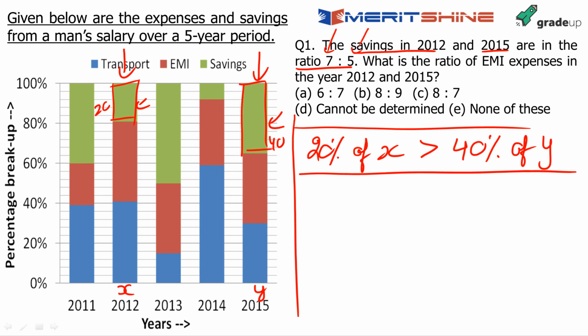I want you to understand this. 20% of x, x is the salary for 2012 and y is the salary for 2015. I have used these numbers because I want to make you understand, otherwise we would not use them in the exam. 20% of x is greater than 40% of y. All of you can understand that? Okay, yes, no? Okay, 20% of x is greater than 40% of y. It means, if 20% of x is greater than 40% of y, what is 20%? This is x by 5.